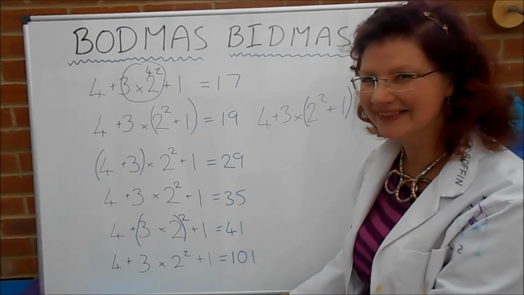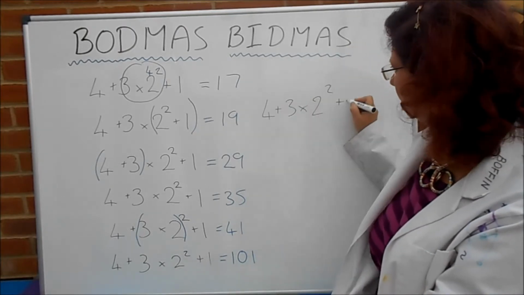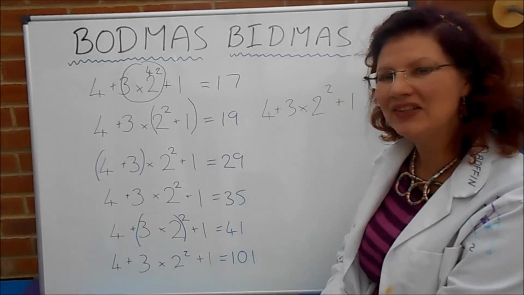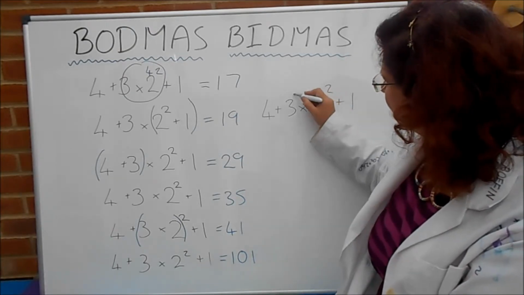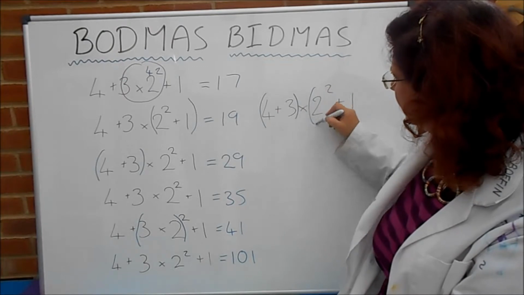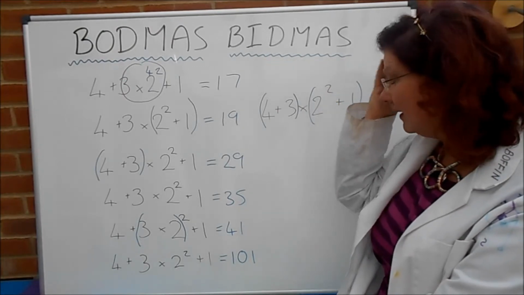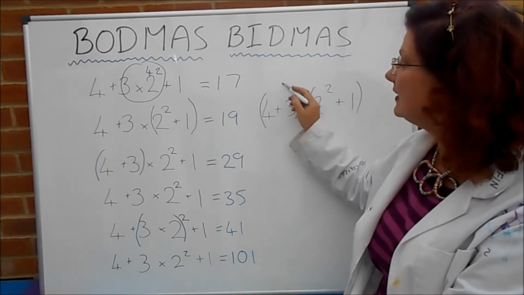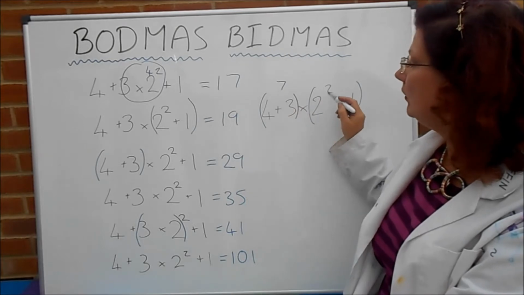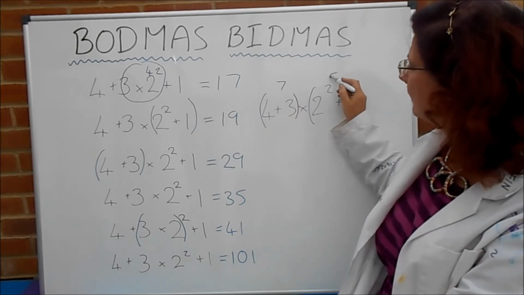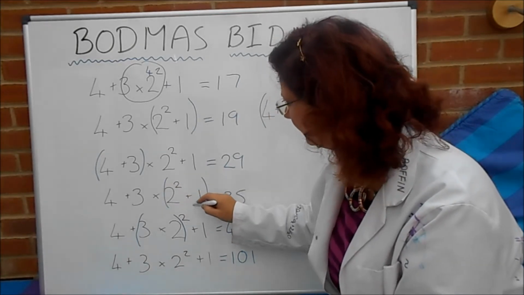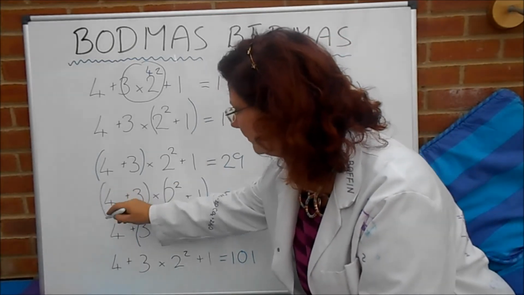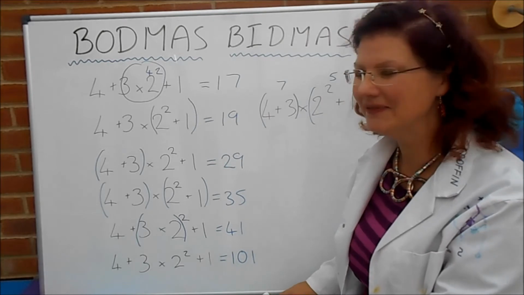Let's keep going. Okay, let's try 2 sets of brackets. So here we're going to do the 4 plus 3 is a 7, and we know that that one comes to 5, so that gives us 35. Last one.